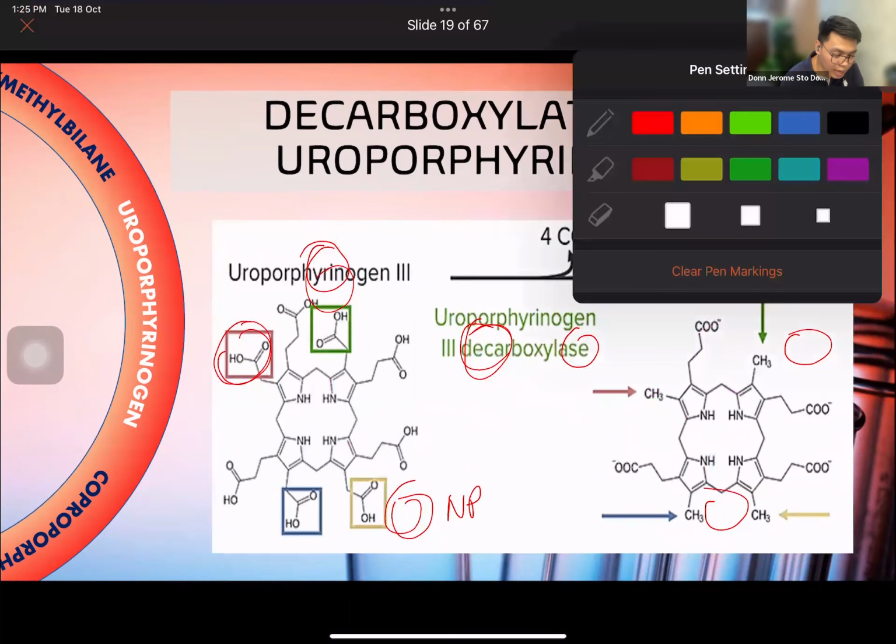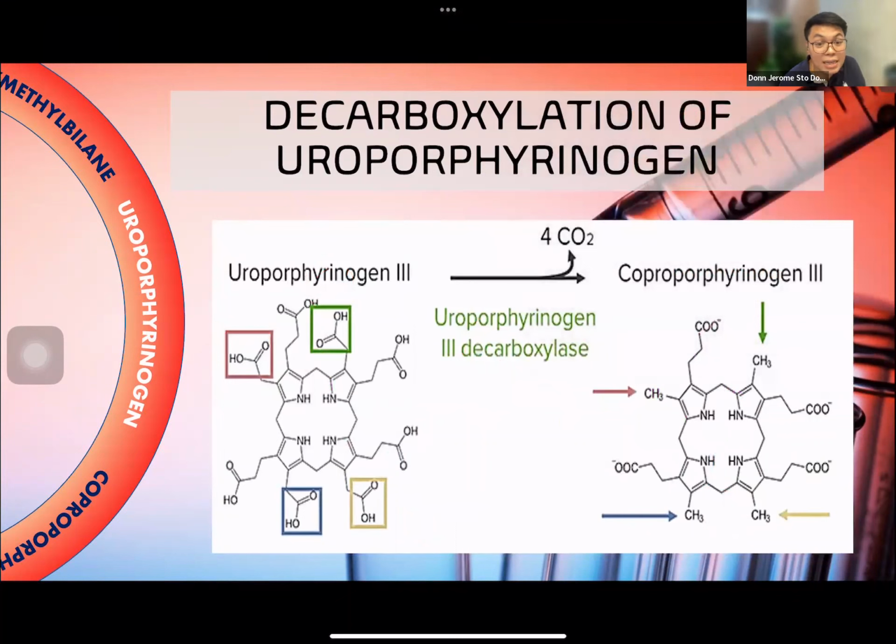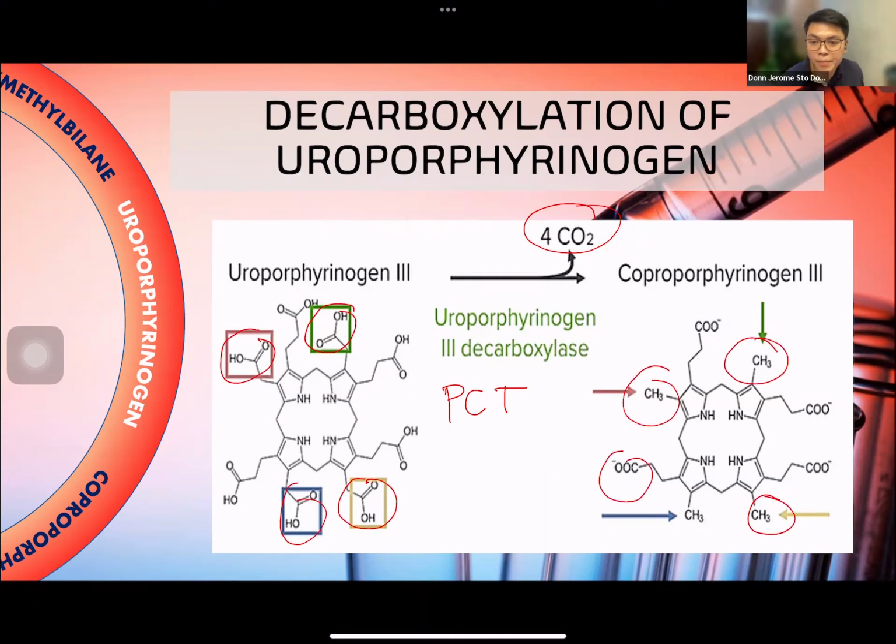So as I've mentioned, the enzyme uroporphyrinogen decarboxylase is a decarboxylating enzyme. So you have release of 4 molecules of carbon dioxide. And please remember, must know, uroporphyrinogen decarboxylase is the most commonly mutated enzyme in the heme synthetic pathway, leading to the development of porphyria cutanea tarda that we will discuss din naman later on. As you can see here, the carboxyl groups from your uroporphyrinogen are converted to methyl side chains. All right. So this is the last step, no?